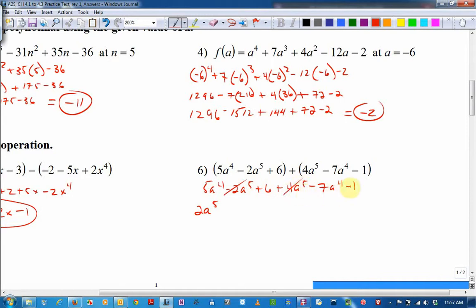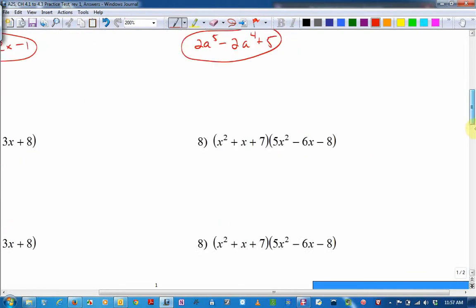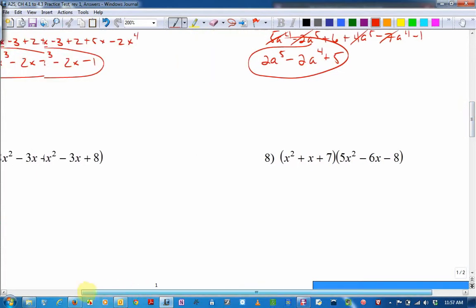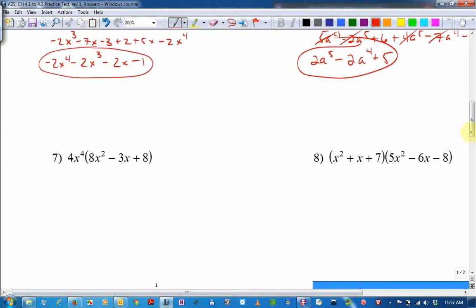Let's look for any 4th powers. I got a 5 and a minus 7. Got those done, and I have 6 minus 1. So that'd be plus 5. Next one's multiplication.